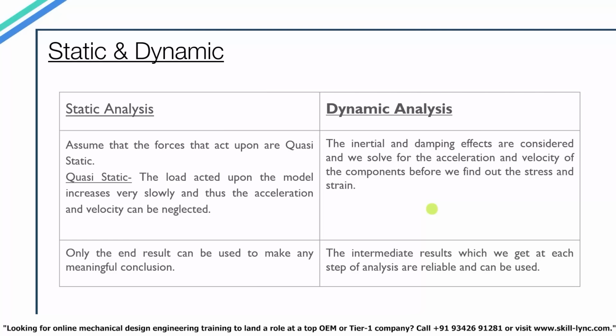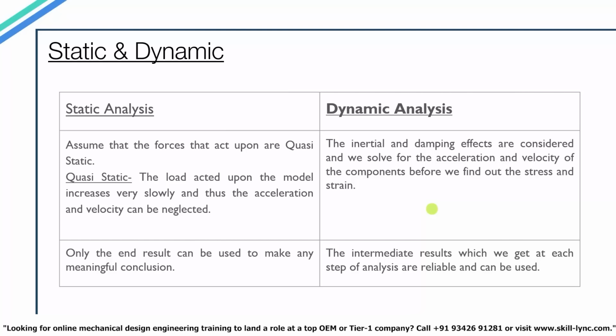In the static analysis, we will assume that the forces that act upon the model are quasi-static, which means that the load acting upon the model increases very slowly, and thus the acceleration and velocity can be neglected. While on the other hand, in dynamic analysis, the inertial and damping forces are considered while we solve for the acceleration and velocity of the components. This is done before we find out the stress and strain.